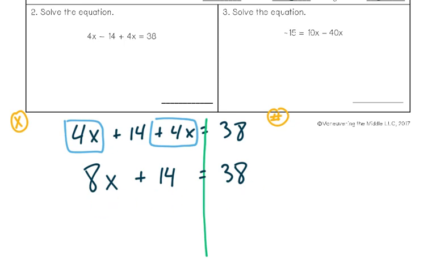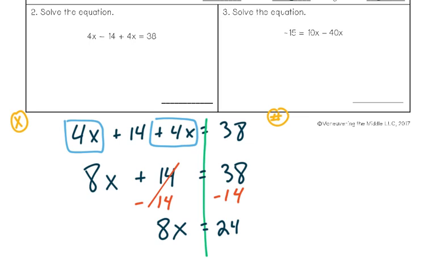So now I'm going to go ahead and try to get rid of the plus 14. So I get rid of a plus 14 by using an inverse operation. The opposite of plus is minus, and I want to cancel out a positive 14. So I cancel that out. If I do that to the left side, I'm going to have to do that to the right side. So I'm going to do 38 minus 14, which gives me 24. So all that's left on the left side of my equation now is 8x. Remember, this is my x side, so I'm trying to get the x all by itself. So I need to do the opposite of what's being done here to get rid of this 8.